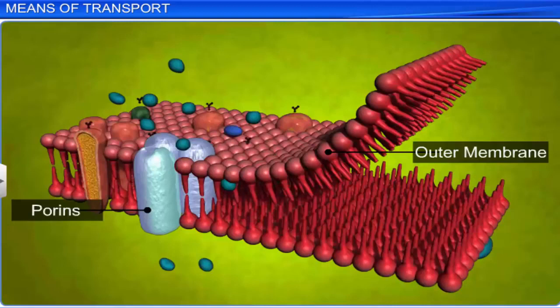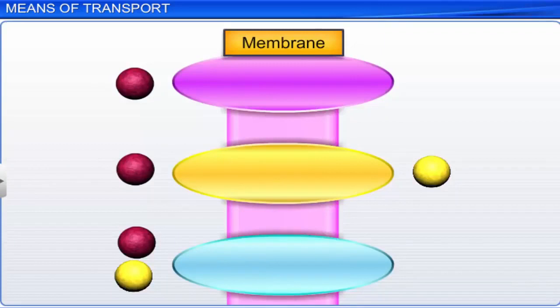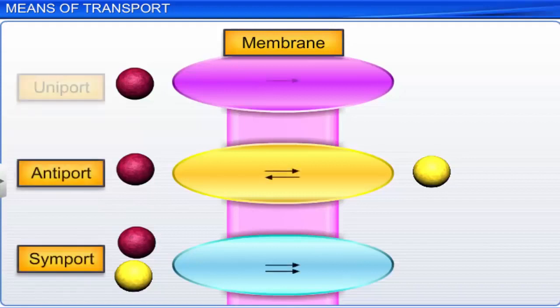When a molecule binds itself to a porin, it rotates to release the molecules inside the cell. The water channels are made up of 8 different kinds of aquaporins. Some transport proteins allow diffusion if 2 different types of molecules are required to be transported. Based on direction, transport of molecules can be differentiated into 3 types: symport, antiport, and uniport.